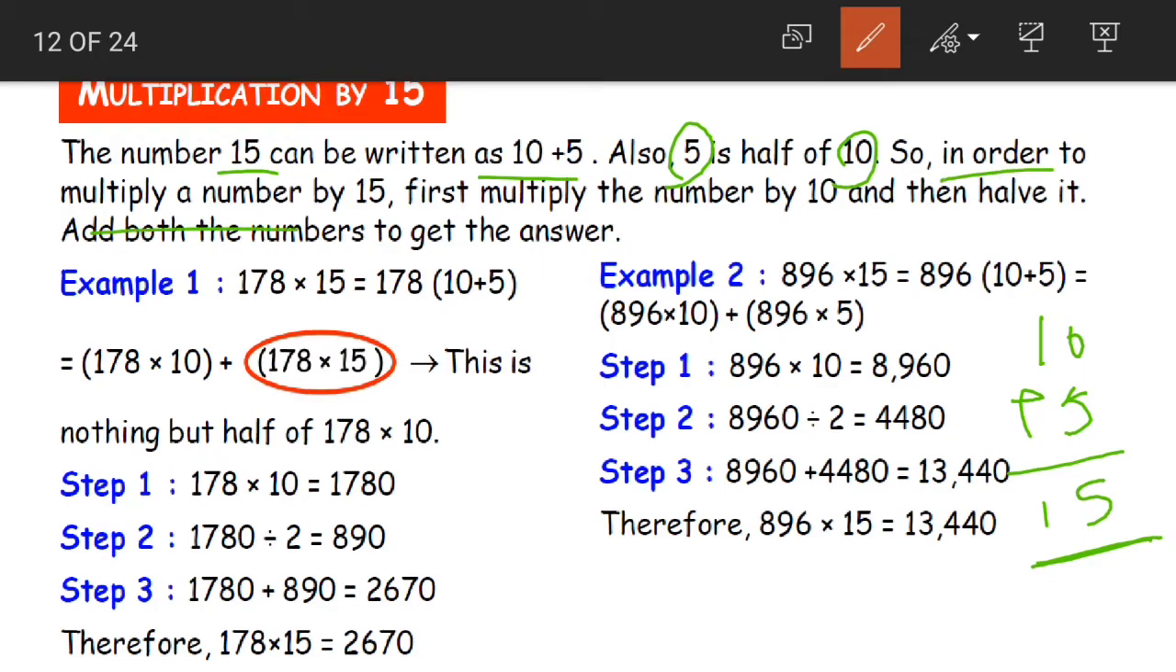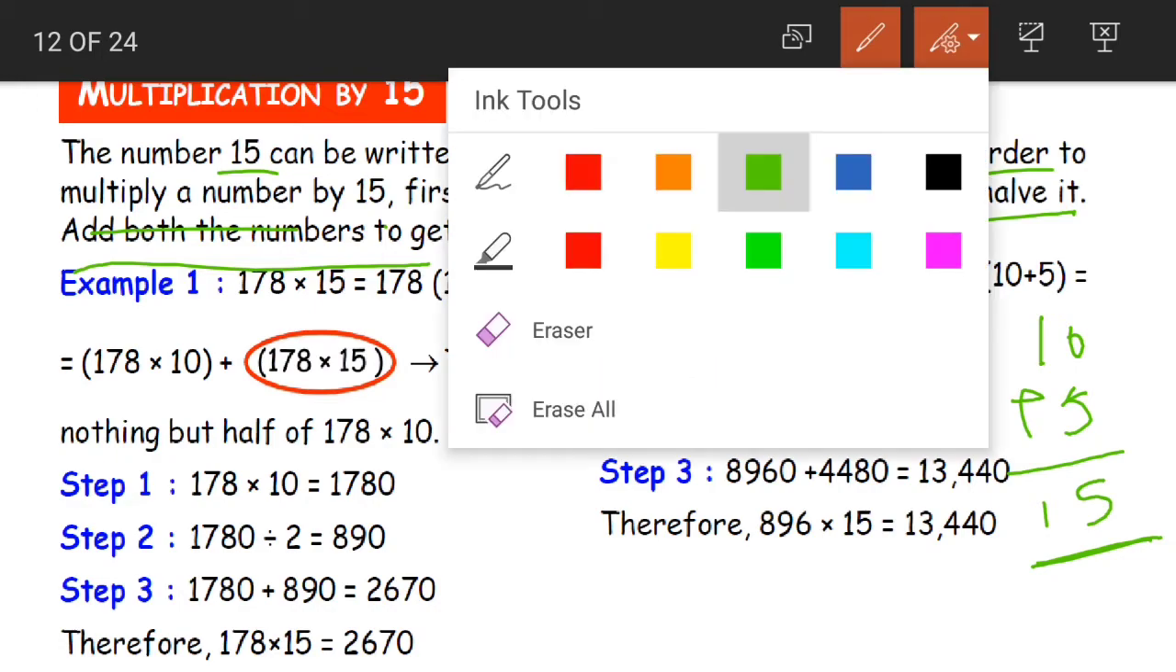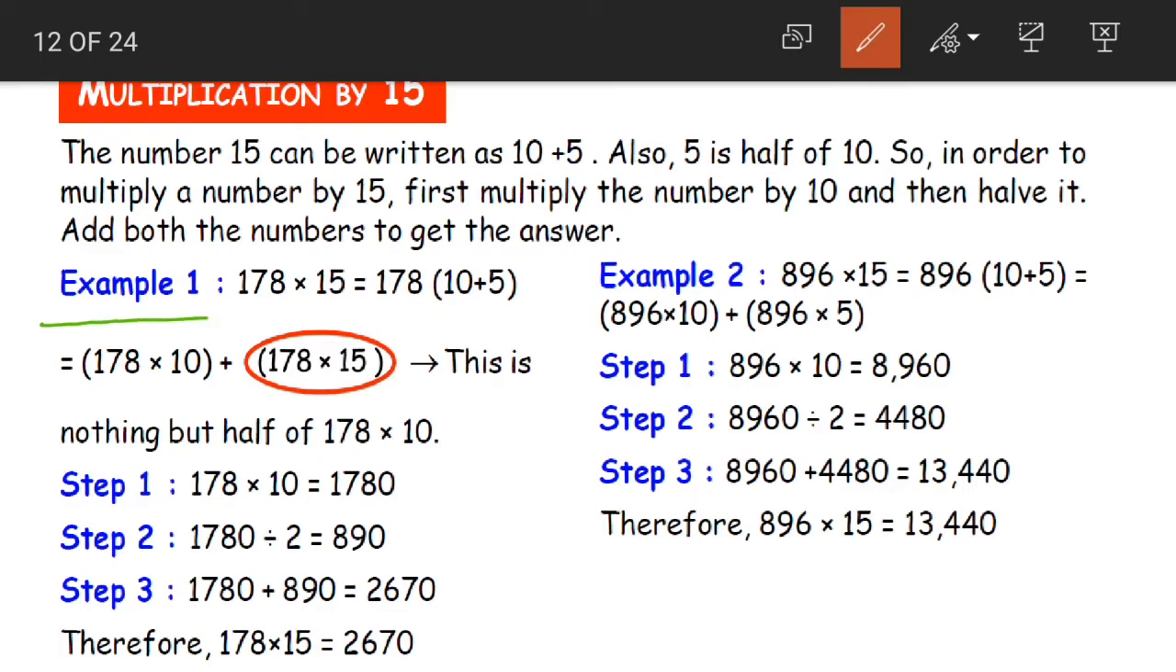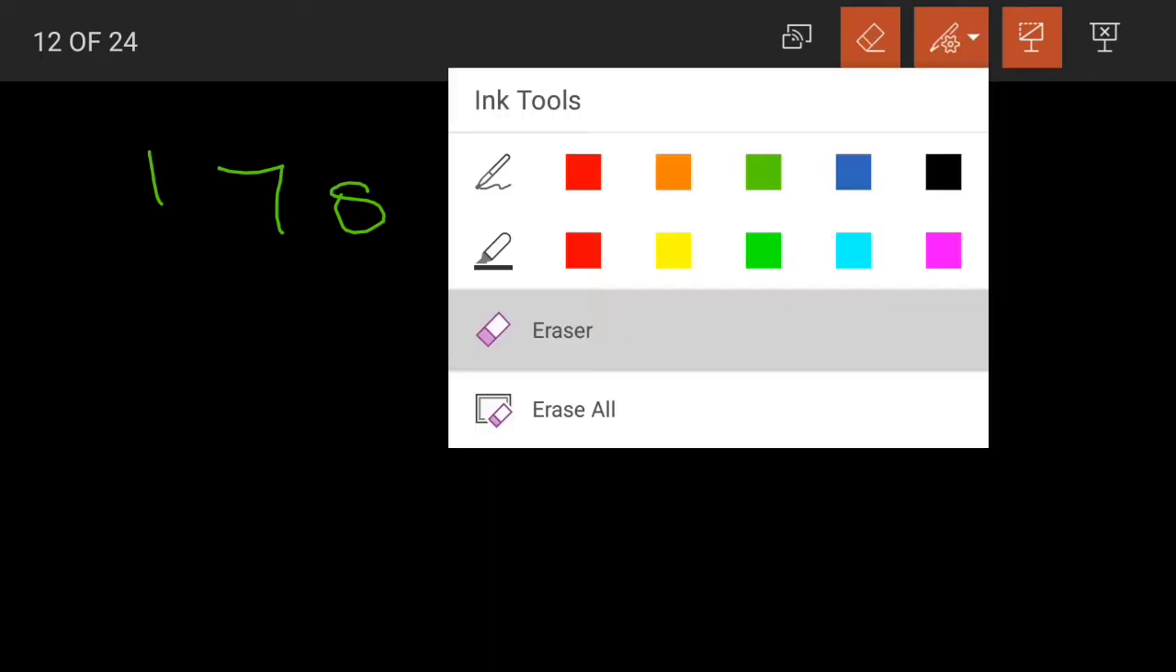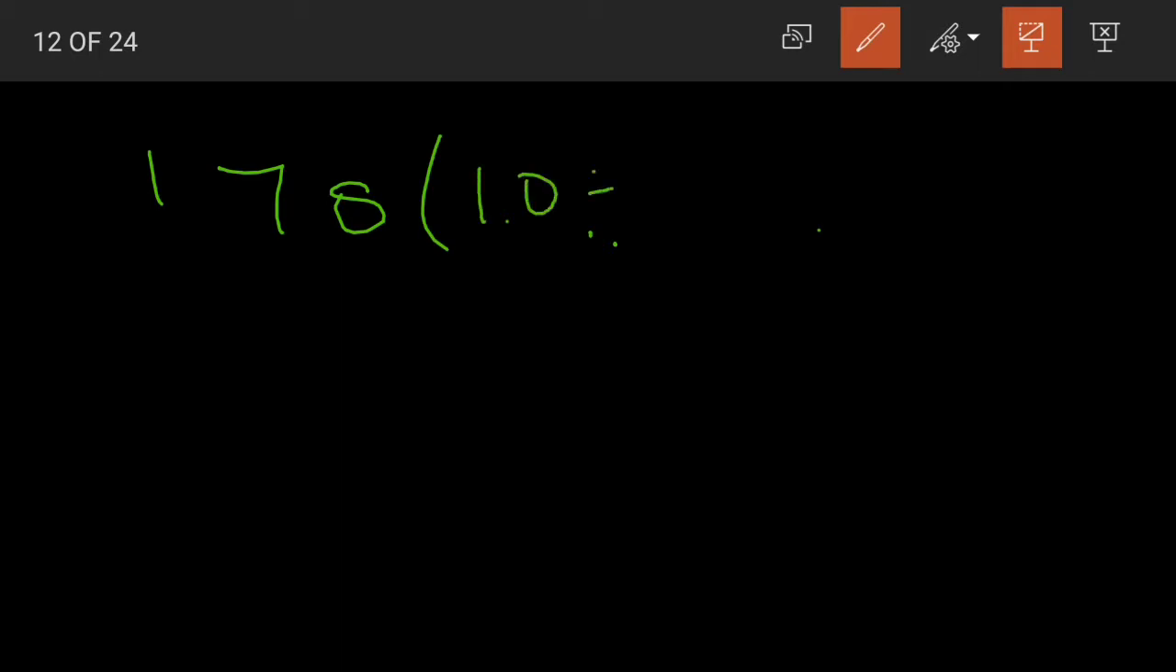So in order to multiply a number by 15, first multiply the number by 10, then half it. Add both the numbers to get the answer. What are they saying here? In example 1, see 178 into 15. First what did they say? That this 15 is nothing but 10 plus 5. So instead of 15 I will write 10 plus 5.